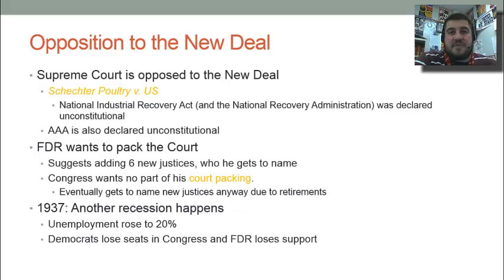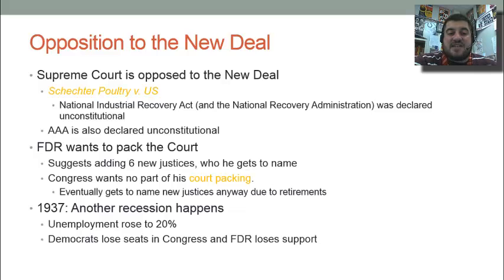Congress sets up the makeup of the Supreme Court. It's not in the Constitution how many there are. They've just set the number at 9. He wants it to go up to 15 so that he can name people favorable to his policies. But Congress wants no part of this court packing plan, is what they call it. He eventually gets to name new justices anyway, favorable to his programs, due to retirements from the Supreme Court.